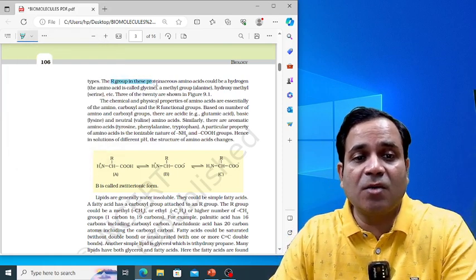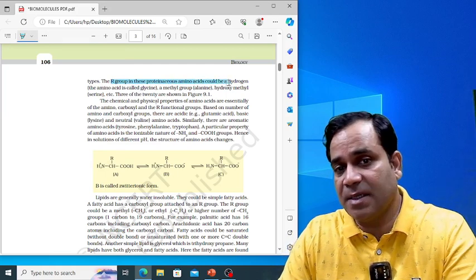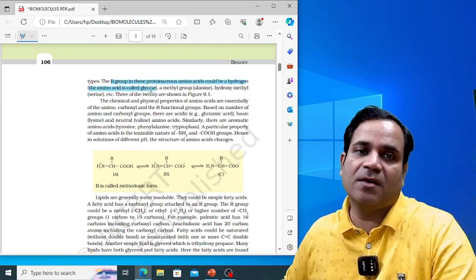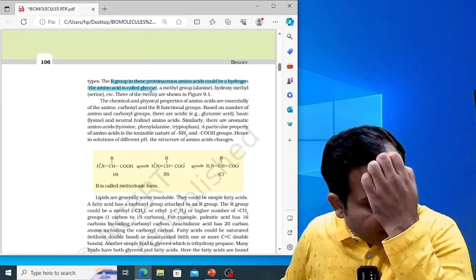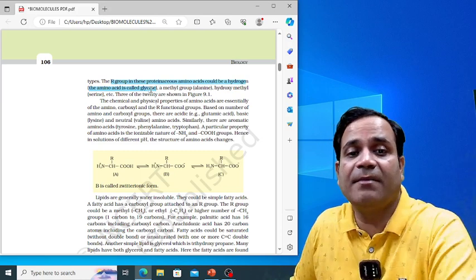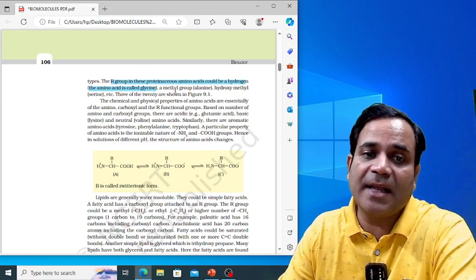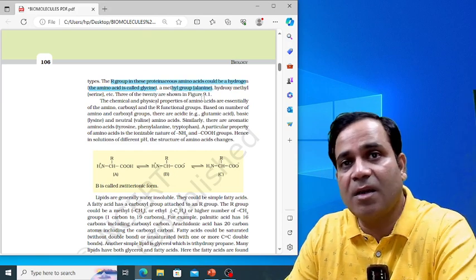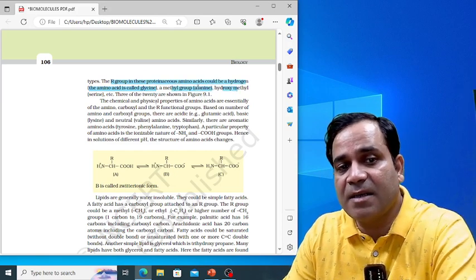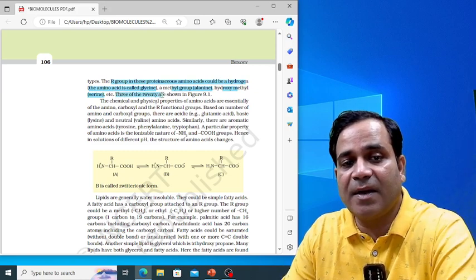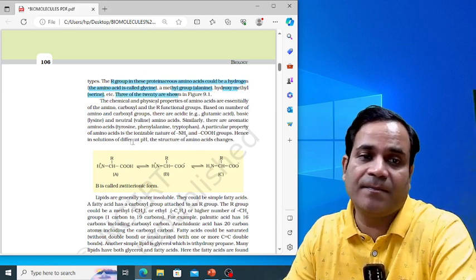So the R group in this proteinaceous amino acid could be hydrogen. It could be what? Hydrogen. The amino acid is called glycine. What do we call it? Glycine. So there are different groups, my dear. Methyl group here. So this one, the methyl group, is known as what? Alanine. What is it called? Alanine. Hydroxymethyl is serine. And these 3 of 20 are shown in figure 9.1.